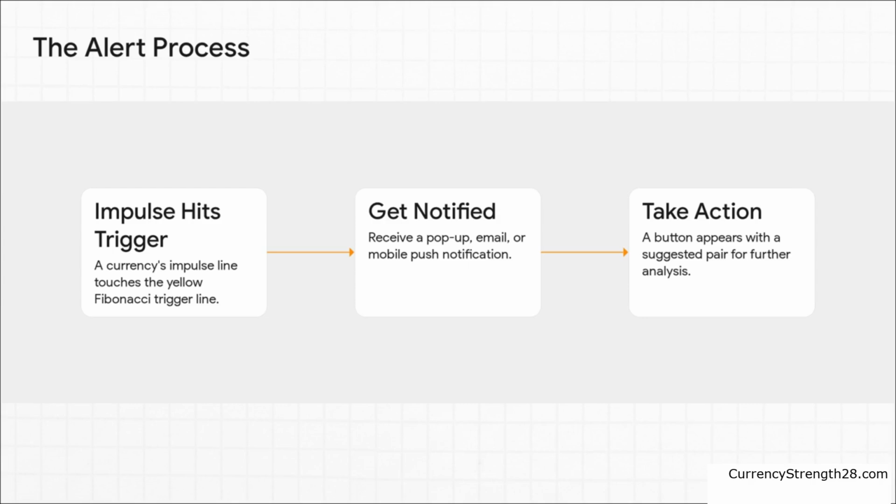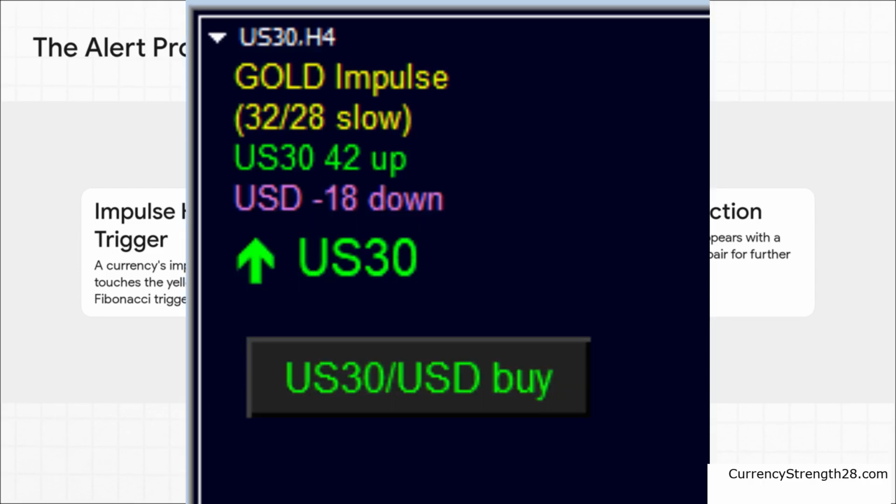One of those currency impulse lines speeds up and hits that yellow trigger line. Step 2. Boom, you get a notification instantly, a pop-up, an email, a push to your phone, whatever you've set up. And finally, Step 3, a button actually appears on your chart with a suggested currency pair to check out. It's basically telling you, hey, look over here.